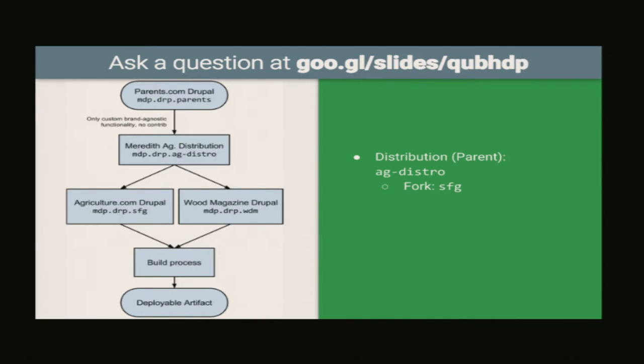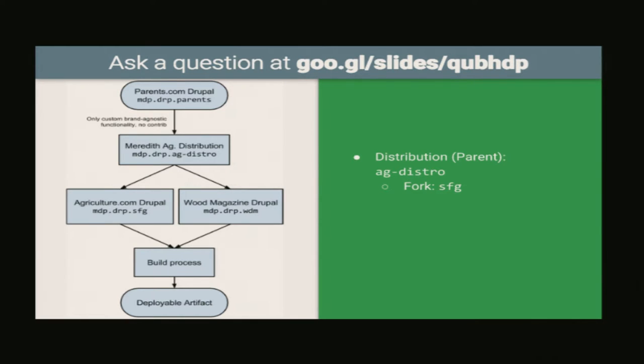We wanted to establish a process so that if changes were made upstream, we could bring them in. So as part of our build process, the distribution actually brings in code from parents.com, selecting basically only a couple of modules that are brand agnostic, and patches a couple of them to make sure that they adhere to our use case.